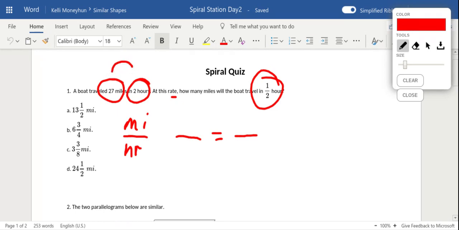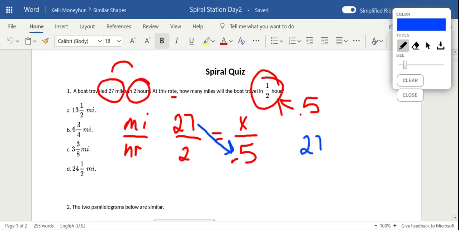So my first rate that it gives me is 27 miles in 2 hours. And then this I'm changing to 0.5 because it's easier to work with. That's hours, so that means it needs to go on the bottom with the rest of the hours, which means my x goes on top. Okay, to solve proportions, do the same thing always. You're going to multiply across.